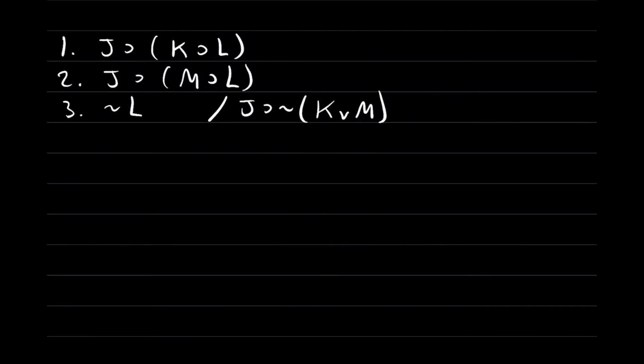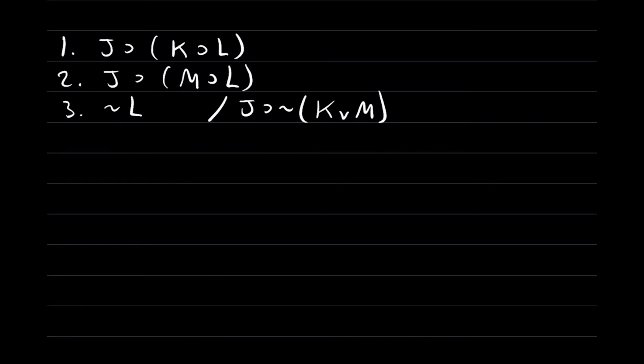Okay, in this proof, we are given 3 premises. Premise 1 says J implies that K implies L. Line 2 says J implies that M implies L. Line 3 says L is false, or not L. And the conclusion says if J, then it's not the case that K or M. What I notice right off the bat, I'm going to highlight it right here, is that the main operator of this conclusion is a horseshoe. So this is a fairly complex conditional. And whenever you have a conditional like that, you can use conditional proof.